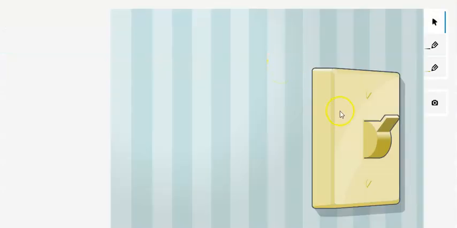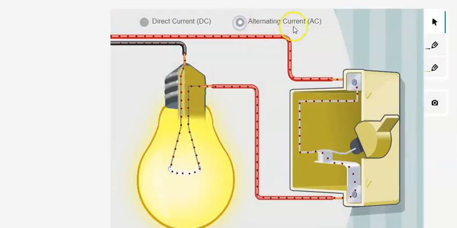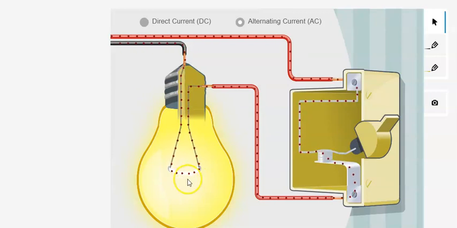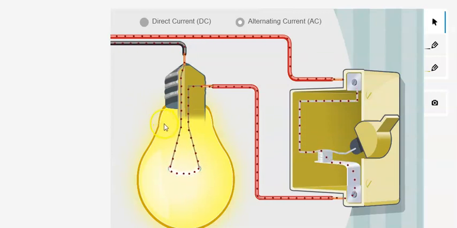But in alternating current, the current moves a bit differently. So here's alternating. Straight away you can see in alternating current, the electrons move back and forth. They don't flow around the circuit in a loop. They just oscillate, or they go one way and then they go the other way. But there's still electric current being transferred.